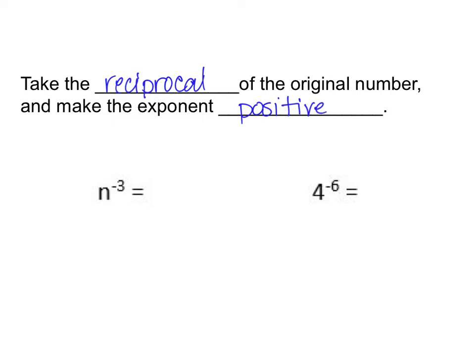So for example, this is n to the -3. I'm going to put it over 1 to make it look like a fraction. I'm going to take the reciprocal, so it's going to become 1 over n, and I'm going to make that exponent positive, so n to the 3rd. That's it.